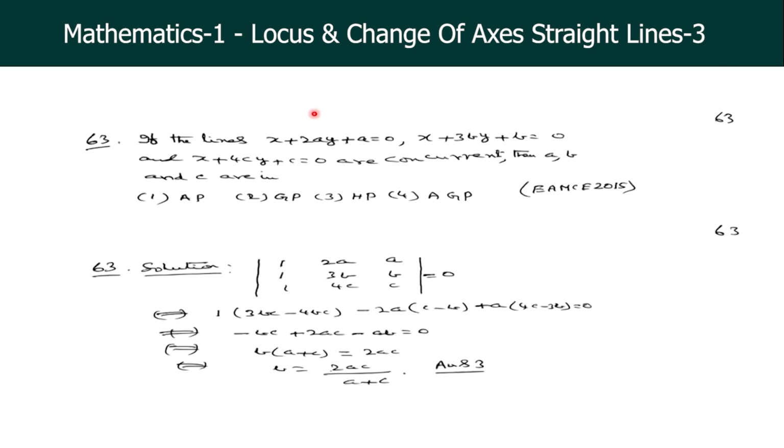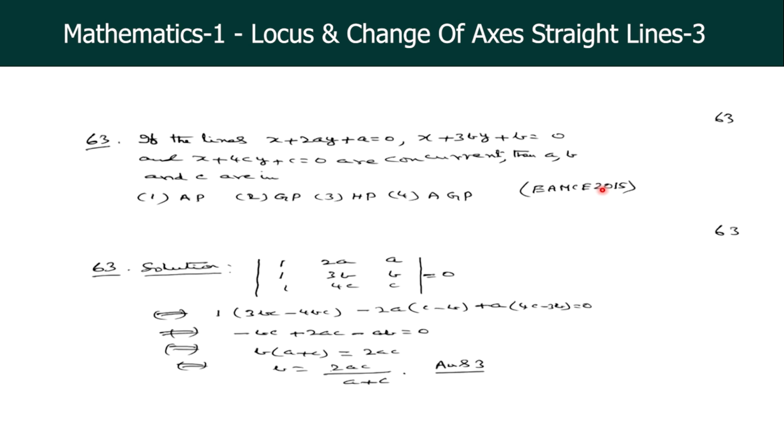Next, problem number 63. If the lines x + 2y + a = 0, x + 3by + b = 0, and x + 4cy + c = 0 are concurrent, then a, b and c are in: 1) AP (arithmetic progression), 2) GP (geometric progression), 3) HP (harmonic progression), 4) AGP (arithmetico-geometric progression). This is given in EAPCET 2015.